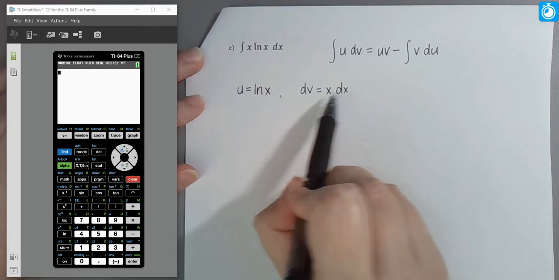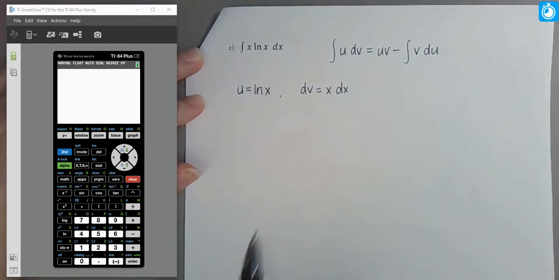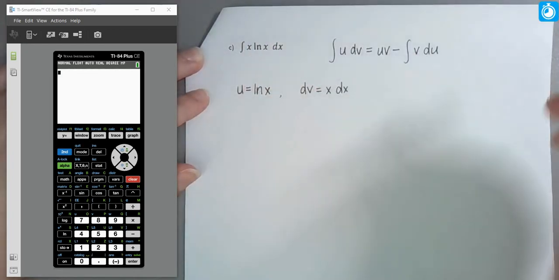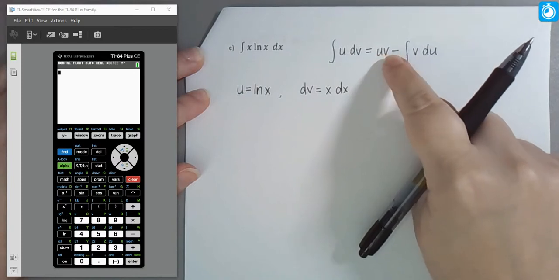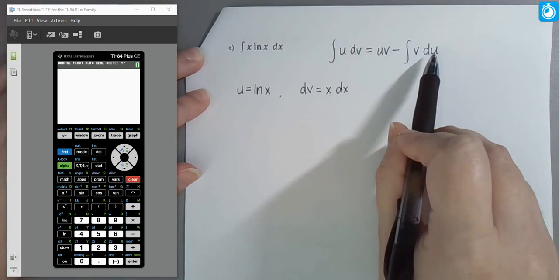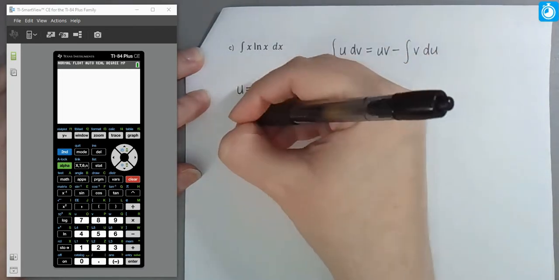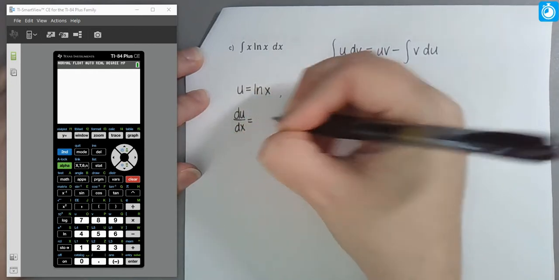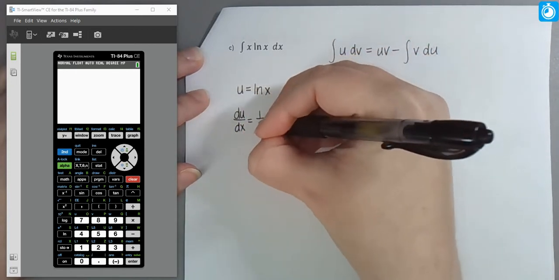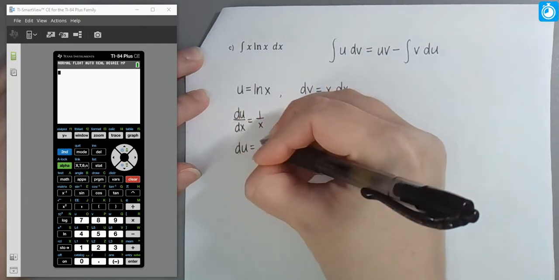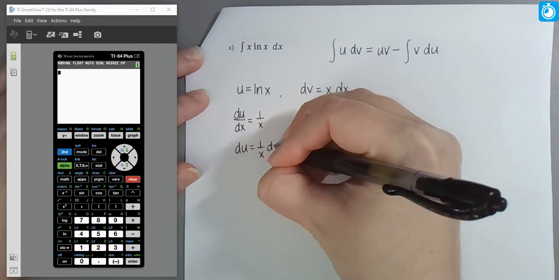which we know we can anti-differentiate. Let's see if this pairing works for us. So u is natural log of x, dv is x dx, so I need my u, which I have, I need my v, which I'll get from anti-differentiating, and I need my du, which I'll get from differentiating. So du dx is equal to the derivative of natural log, which is 1 over x, and then du is equal to 1 over x dx.